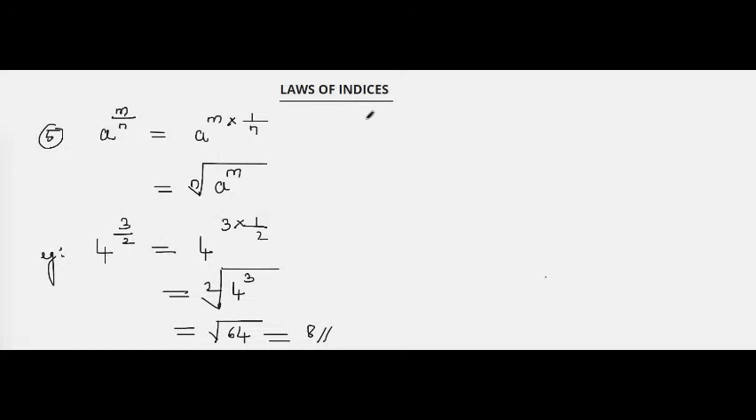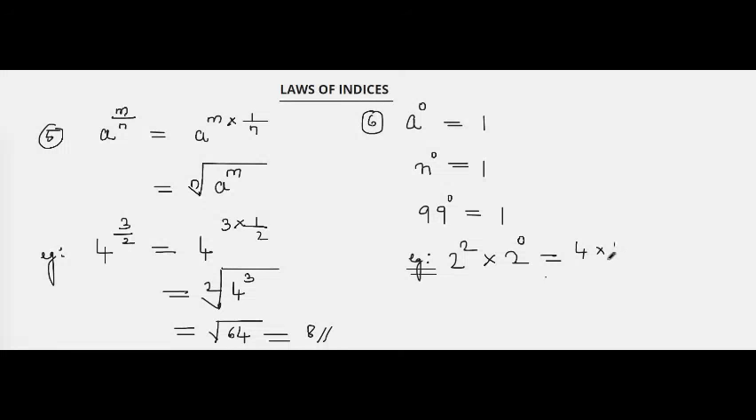Now the final law or the rule is anything raised to the power of 0, for example a raised to the power of 0, becomes 1. I can also write it as n to the power of 0, this also becomes 1. I can use a number as well, 99 raised to the power of 0, this also gives you a 1. So for example, if you take 2 squared multiplied with 2 raised to 0, you're simply going to write it as 4 times 1, which gives you an answer of 4.